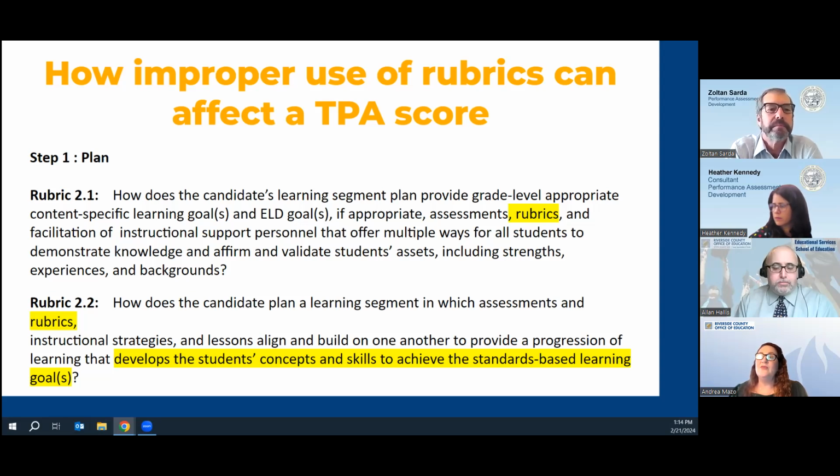So in rubric 2.1 of cycle 2, we are looking at their learning segment that they're planning, and part of it says assessments and rubrics. We're trying to see if they all align and if they are at the correct developmental grade level for the students. So rubrics is called out in 2.1. And in 2.2, also, we're looking at the entire plan with rubrics, and we're looking to make sure that, again, it's standards based. So that's 2 areas where the rubric is important for them to have.